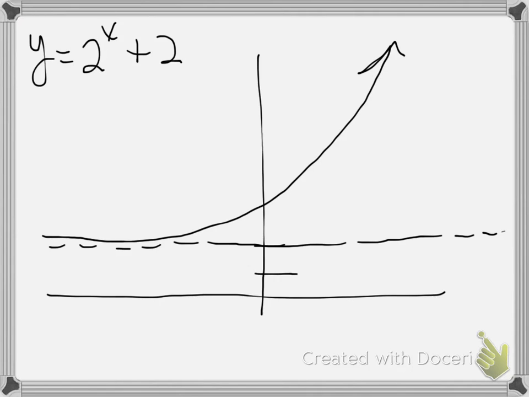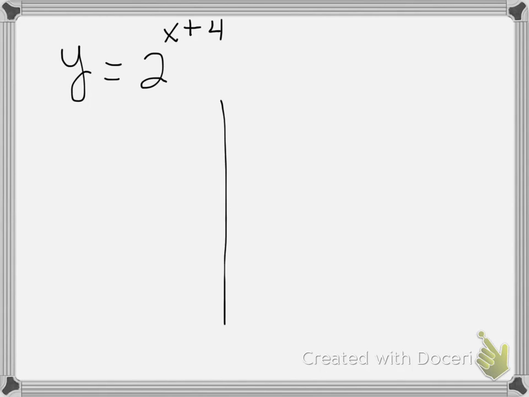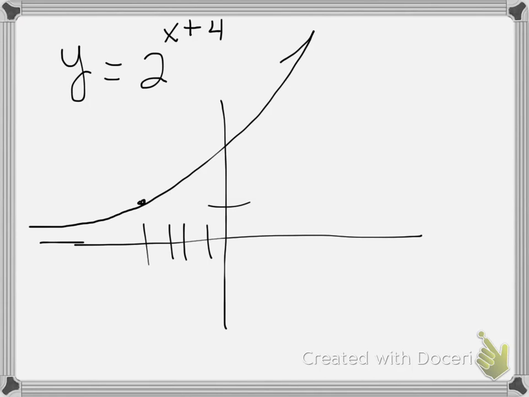And then, if I had y equals 2 to the x plus 4, I know that I would be shifted 1, 2, 3, 4 units to the left. So my graph would come and go like this. All right? So, there you go.